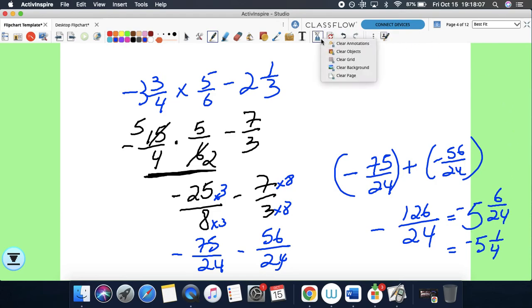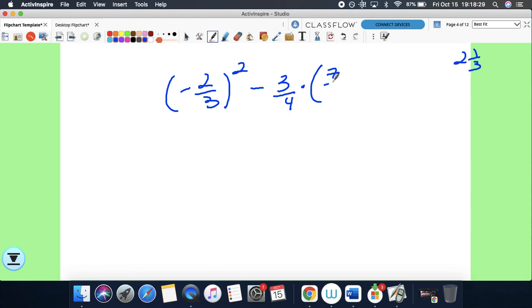All right. Questions seem simple. They seem simple, but requiring a little bit more work than I thought. So here we go. Negative 2/3 to the second power minus 3/4 times 2 1/3, but I'm going to change that to an improper fraction. I get 7 over 3. Negative 2/3 to the second power. It's negative 2/3 times negative 2/3. So that's going to give me a positive. 2 times 2 is 4. This becomes 4 over 9.